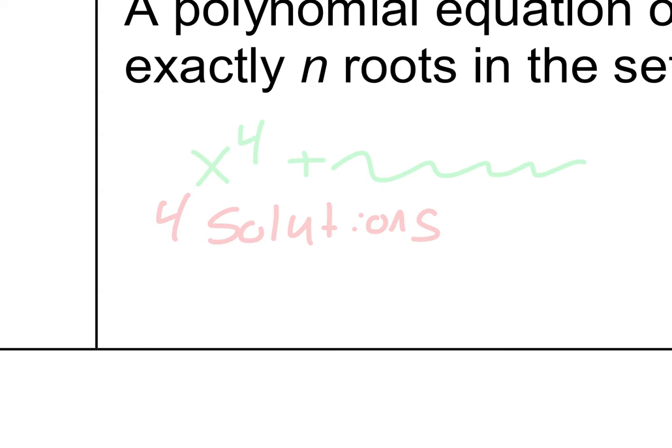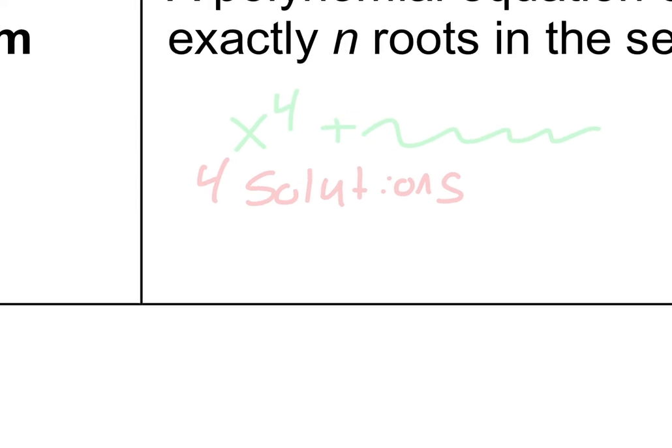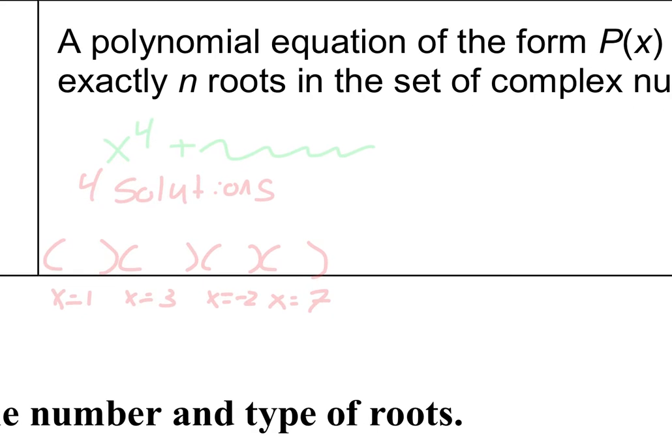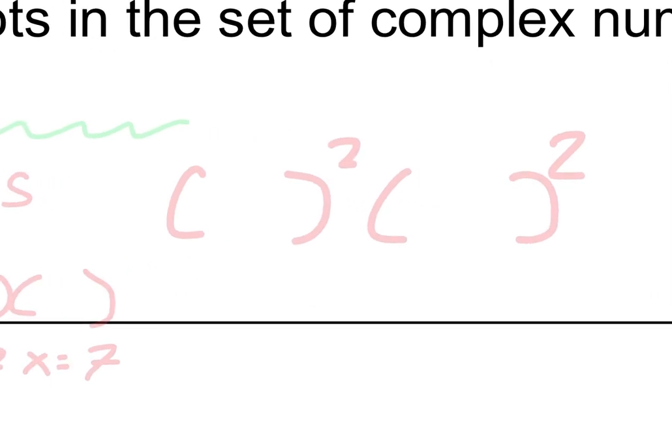Now, what I didn't really tell you all yet is that this can look like different things. There could be 4 different numbers. We could have x is equal to 1, x is equal to 3, x is equal to -2, x is equal to 7. There's 4. Another way to have 4 solutions would actually be this, where the solutions count twice.